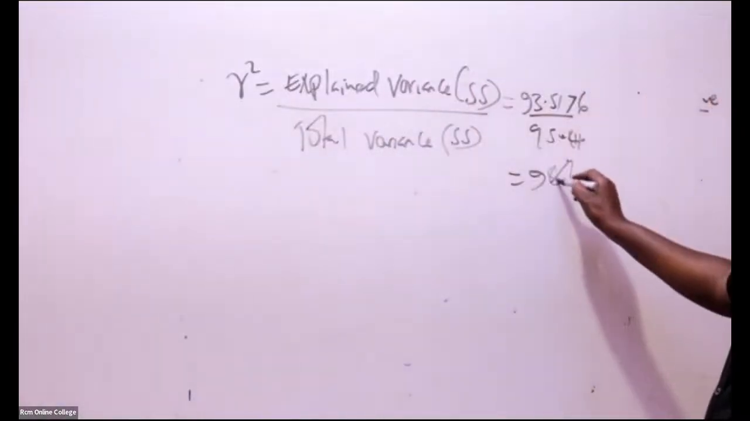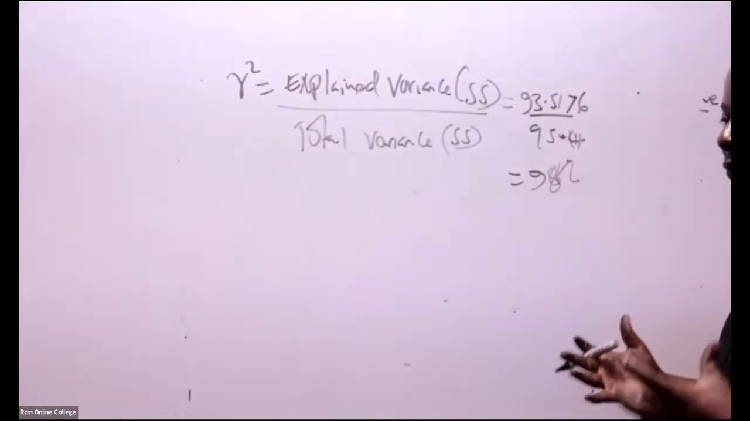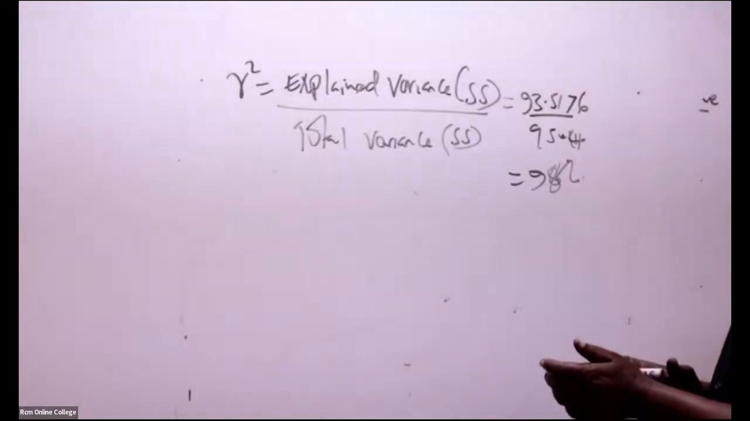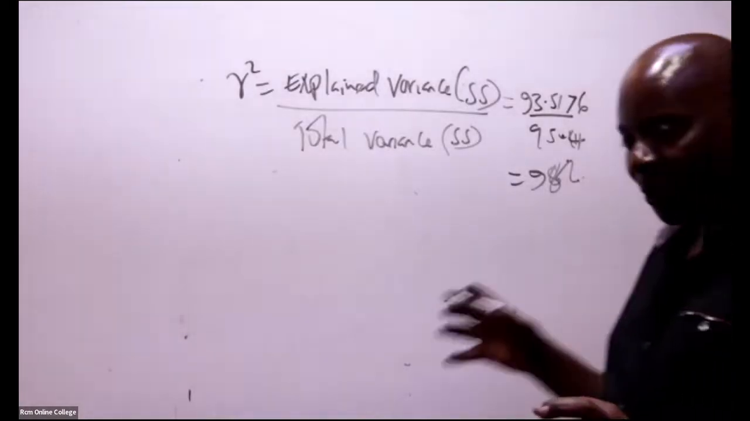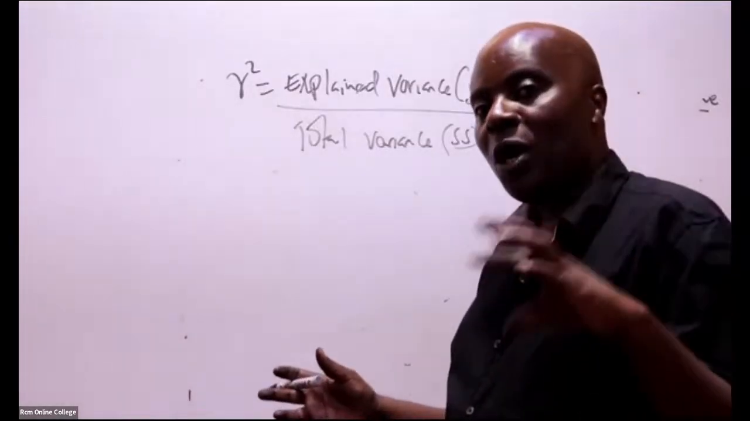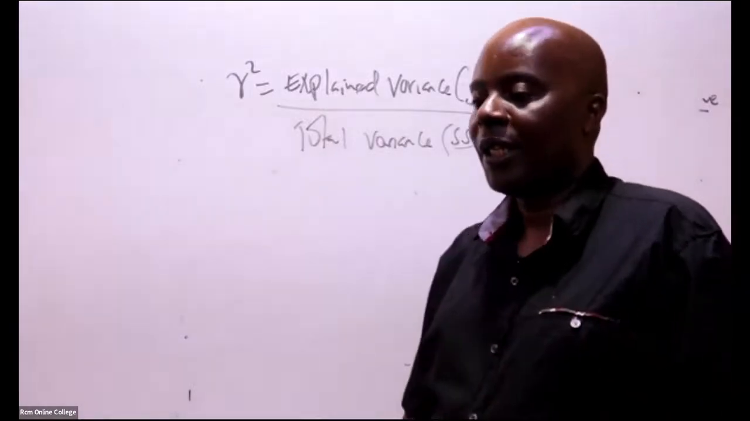So meaning that the explanatory power, the power of this model to explain variances, is very high. It's 98%. So it means that the income and the price can explain up to 98% of the changes in annual demand. And that is excellent. That's exceptional. Very good. Thank you very much.